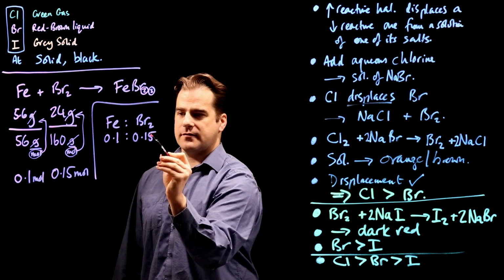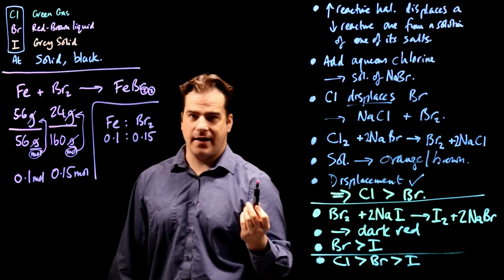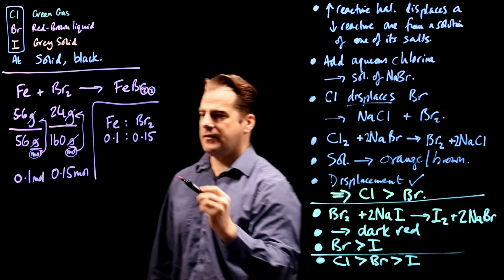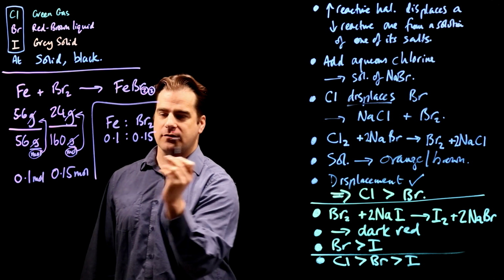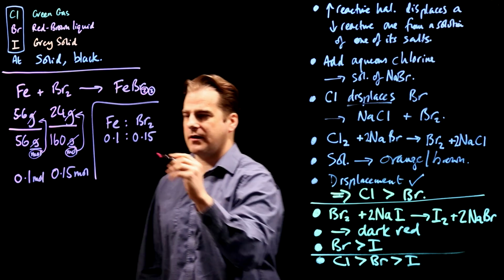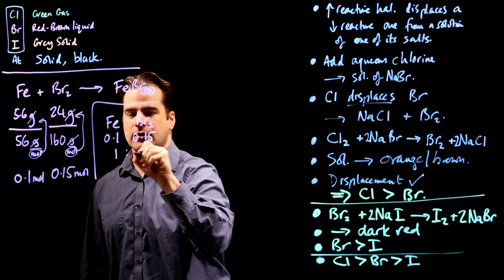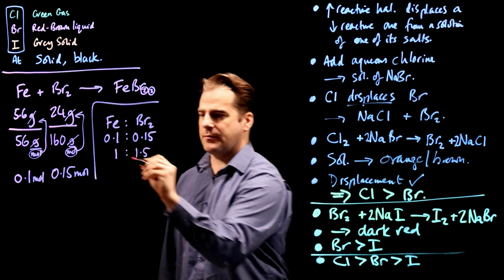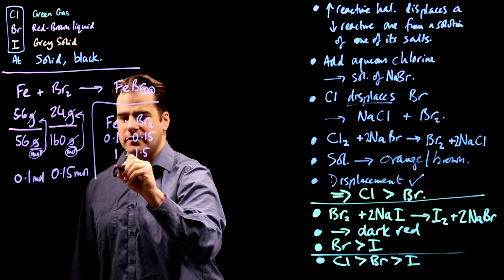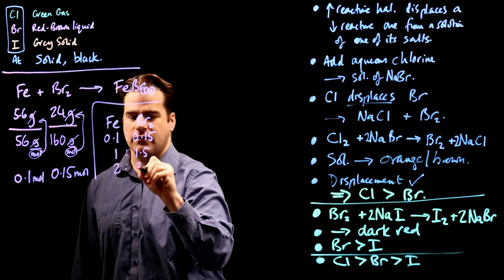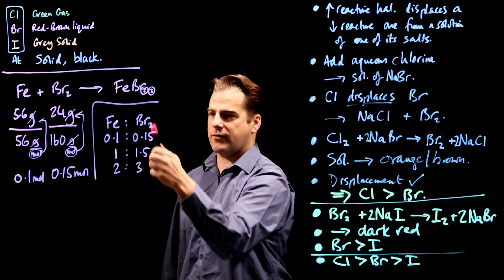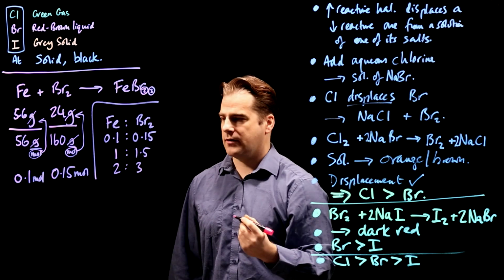Let's multiply these by 10. We're trying to make these nice whole numbers, okay? We can multiply both by 10. It's a ratio, it's like a fraction, okay? So that's the same as 1 to 1.5. We've still got a decimal, we don't want that. Let's multiply both of them by 2. So that's the same as 2 to 3. That's better. So we've got 2 ions for every 3 Br2s, okay?